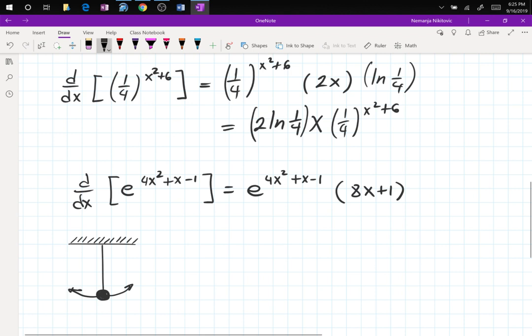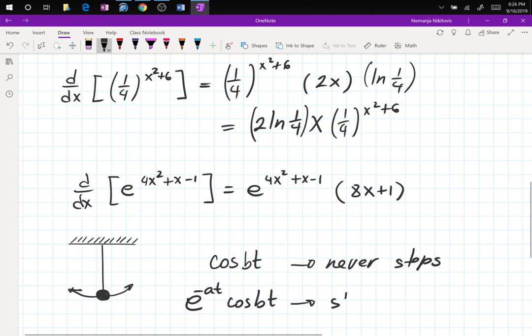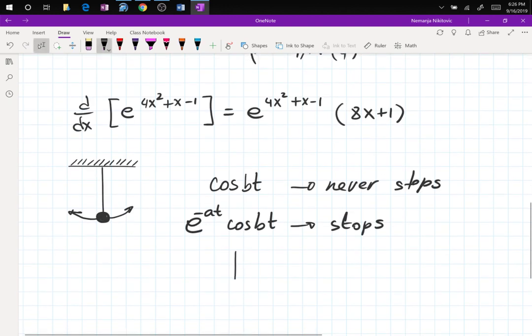Because it stops, we know that there is a term to kill it. And that term would be e to the negative ax. If you have an oscillation that goes forever uninterrupted, then that's just a cosine or sine. So if I just say cosine bt, then this one never stops, as the pendulum. But if I say e to the negative at times cosine bt, this one stops. And its graph is going to look like this. The cosine is going to start there, go up and down, and then die out in time. And this would be your distance covered.